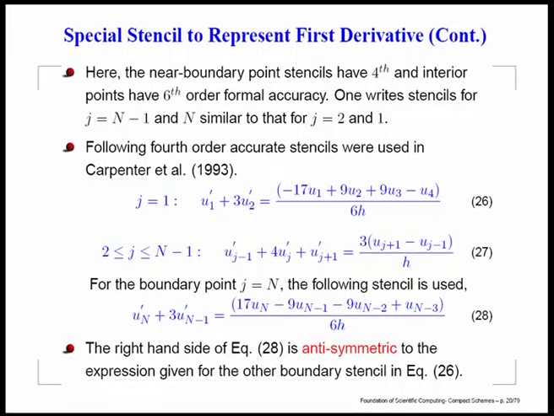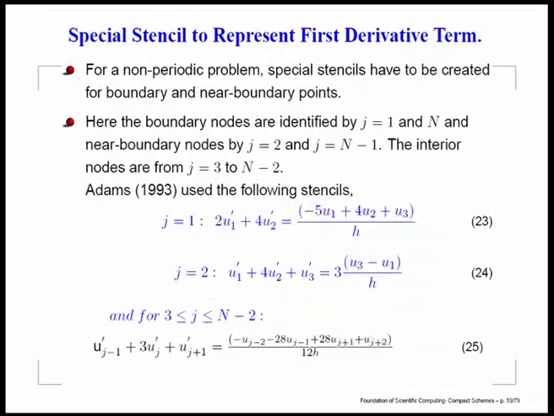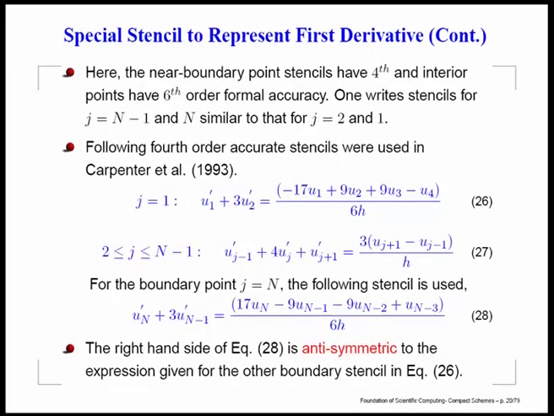So, what about this scheme 27? 27 is basically something like what Adams took actually for the interior, sorry, for 24. You see, Adams took this scheme which is a 4th order accurate scheme, but it is symmetric, that is what I mentioned. So, in the Carpenter scheme the interior nodes are actually this, the same equation that Adams did. This is for j equal to 2 to n minus 1.